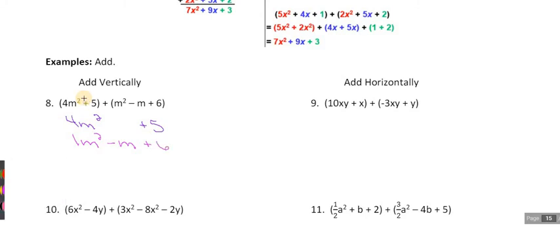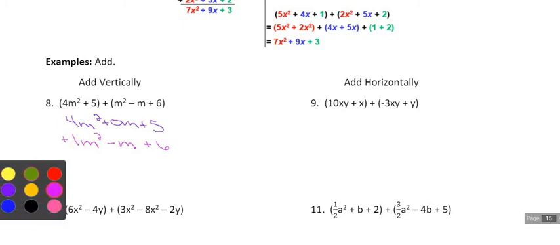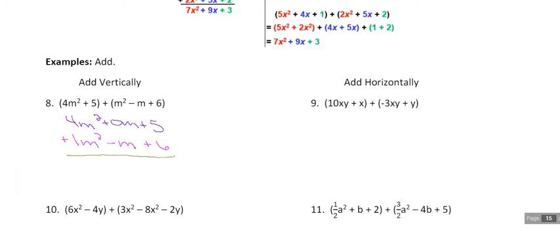And to actually make it even easier, I'm going to put a plus 0m to the first in the middle for a placeholder. Now, if there's no sign in front of a term, it means it's a positive. So this is technically plus. So now when I add straight down, we have our like terms all lined up. 4m squared plus 1m squared is 5m squared. 0m minus m is negative 1m, or just minus m. And then 5 plus 6 is plus 11.